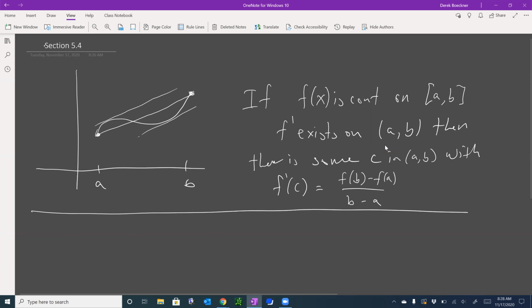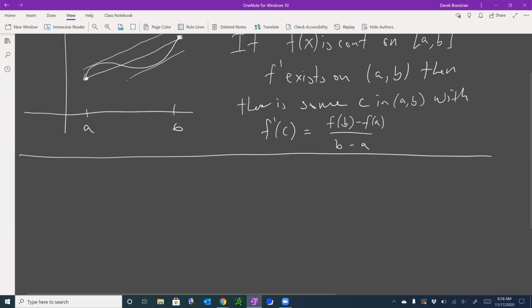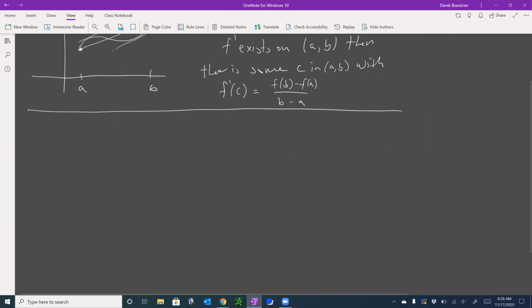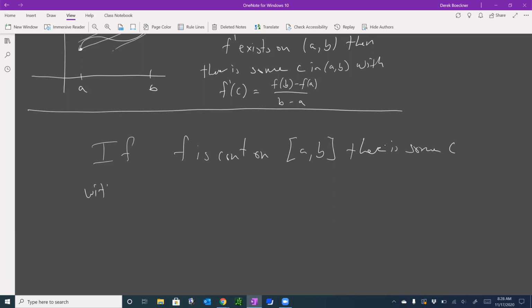Well, we're going to take this to integral land. And integral land says that if f is continuous on [a, b], then there is some c with f of c equal to 1 over b minus a times the integral from a to b of f of x dx.